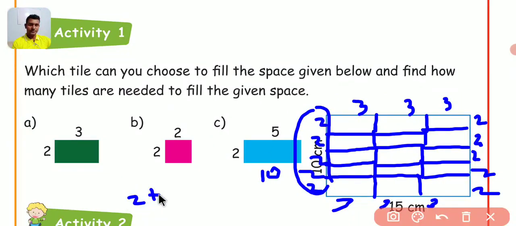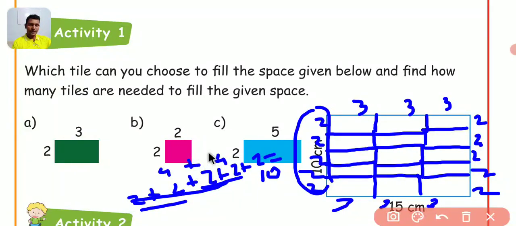2 plus 2 plus 2 plus 2 plus 2. Now you add 2 plus 2, 4. This 2 plus 2, 4. 4 plus 2, 8. Now this 8 plus 2, 10. Okay, 10 centimeter. This side length is 10 centimeter. Therefore we are fixing that the correct way.